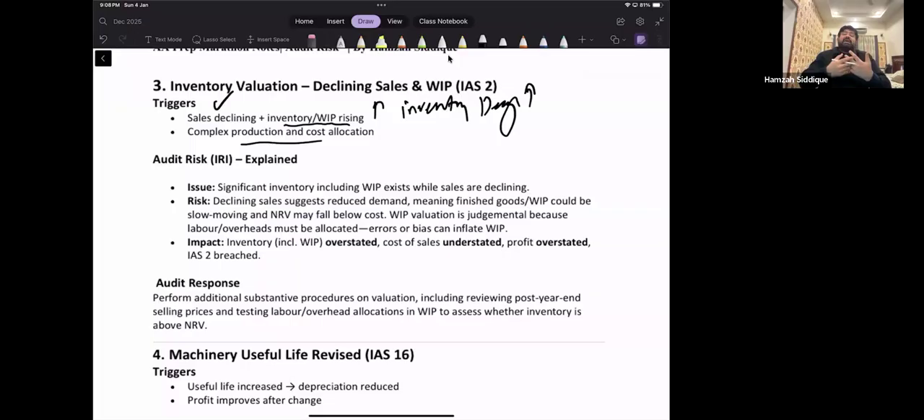Now, how to explain what the issue is? Significant inventory exists while sales are declining. You will build the argument by saying, for example, sales have declined from this to this. Inventory has increased from this amount to this amount, from last year to this year. You will give this information from the scenario. So declining sales suggest reduced demand. This means finished goods could be slow moving and NRV may fall below cost.